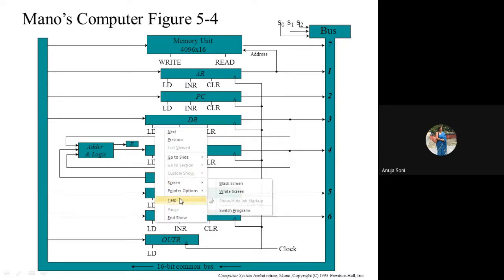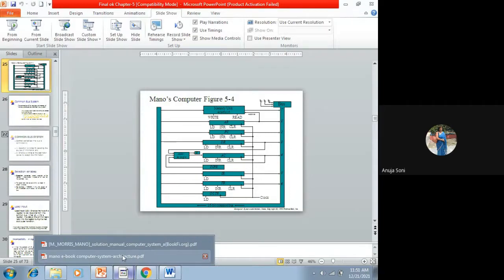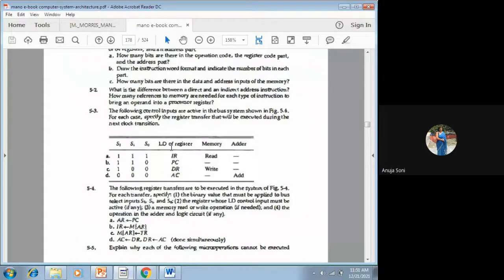Its load signal gets enabled as it is mentioned in your given problem. You can see that under LD of register, AC is given. It means that is where the final result will be loaded. It will be loaded into the accumulator register after the operation, whenever the add will take place.